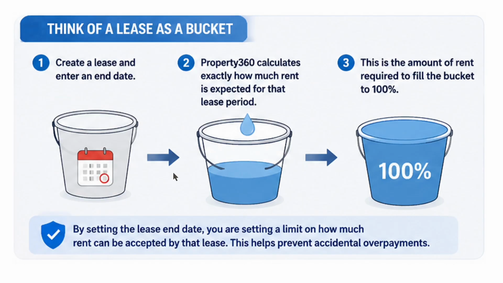Think of a lease as a bucket that holds a certain amount of water. In this analogy, the water represents rent. When you create a lease and enter an end date, Property360 calculates exactly how much rent is expected for that lease period. In other words, it determines how much rent is required to fill the bucket to 100%. By setting the lease end date, you are also setting a limit on how much rent can be accepted by that lease. This helps prevent accidental overpayments.